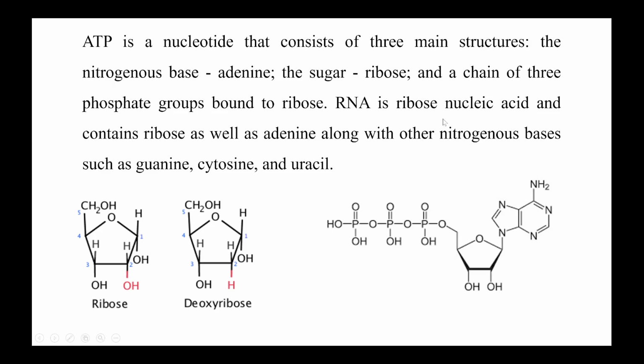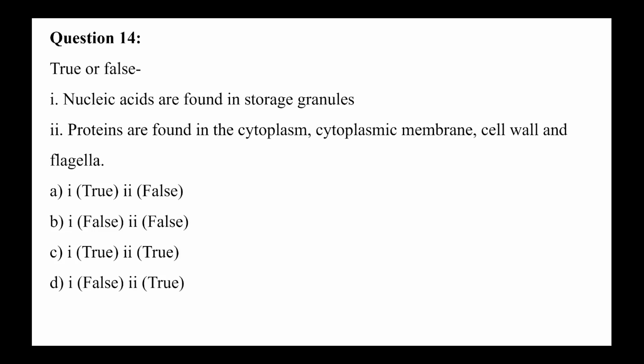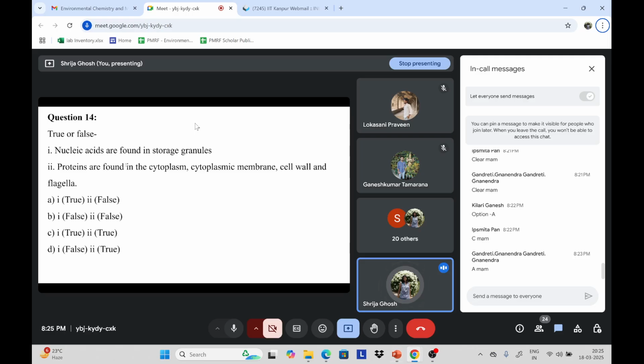The RNA is ribonucleic acid and contains ribose as well as adenine along with the other nitrogenous bases such as guanine, cytosine, and uracil. So thymine is not present in RNA, instead uracil is present. Okay, that's clear to everybody.